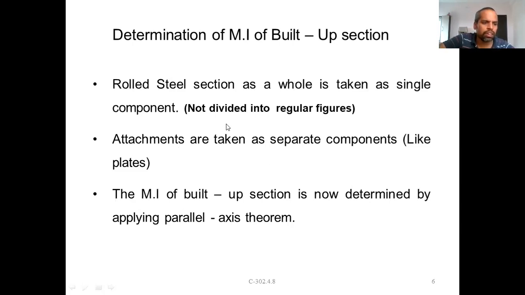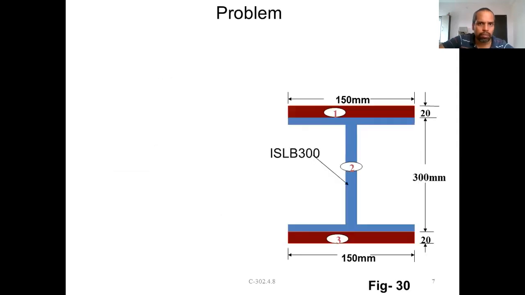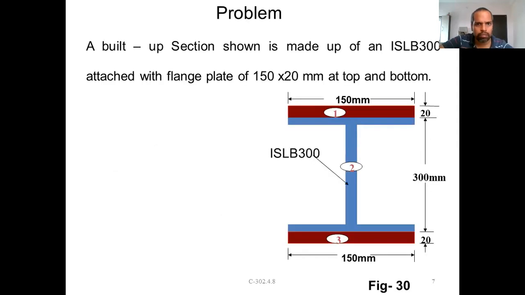If we go on speaking the theory, we may not be able to remember properly what we have to do. So now let us take a problem and solve one problem on the built-up section. A built-up section is made up of an ISLB, Indian Standard Light Beam, 300, attached with flange plates of 150 mm by 20 mm at top and bottom. So this is an Indian Standard Light Beam.